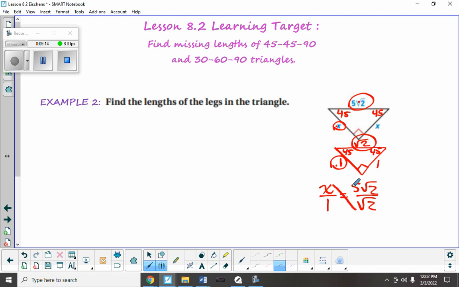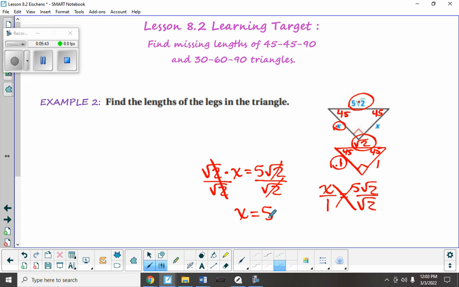So we cross multiply. So you have the square root of 2 times x equals 5 times the square root of 2. Now to get x by itself, the opposite of multiplying is divide. So we have to divide both sides by root 2. So x equals, well, over here we have a root 2 over root 2, so those would cancel, so you just have 5.